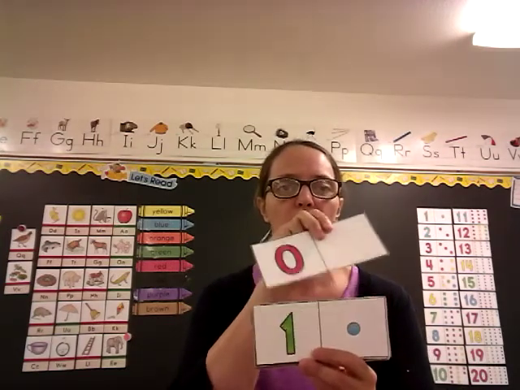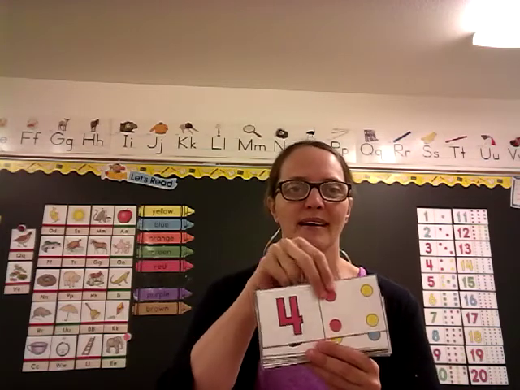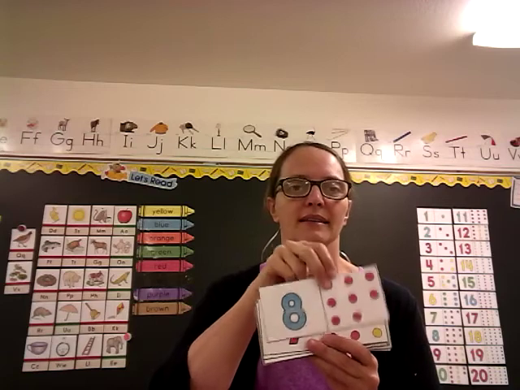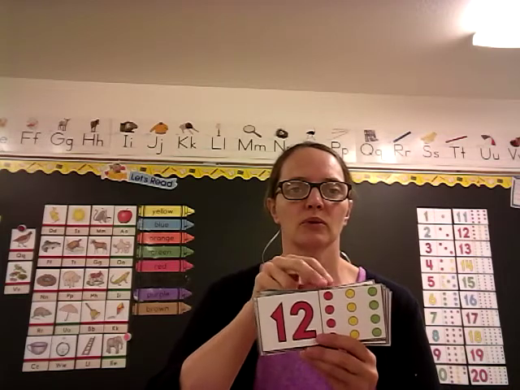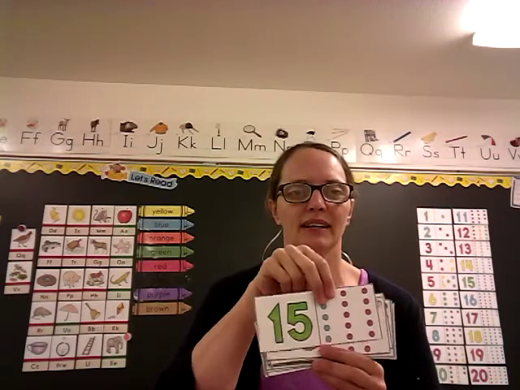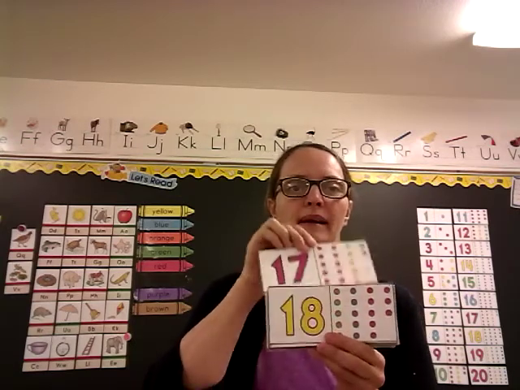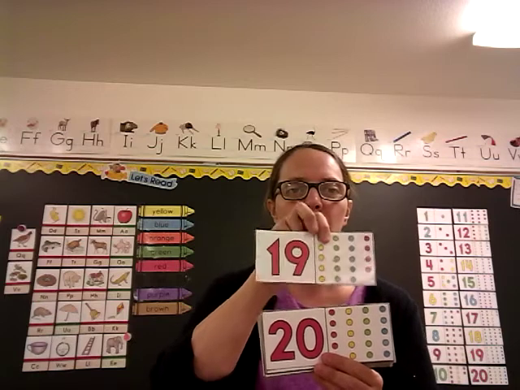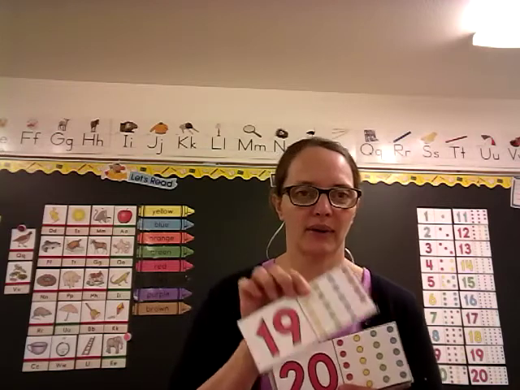Starting with 0, 1, 2, 3, 4, 5, 6, 7, 8, 9, 10, 11, 12, 13, 14, 15, 16, 17, 18, 19, and 20. So 20 comes after 19. 19, 20. Okay?